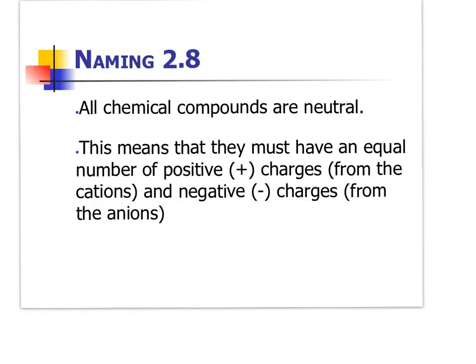A couple things that we need to make sure that we understand is that all chemical compounds are neutral, meaning they have no charge. This means the number of positive charges has to equal out the number of negative charges. Therefore, the cations have to equal the anions in some fashion. Now, there's a couple different ways in which this is done. We'll talk about both of them, but there is one method that is easier above all else.